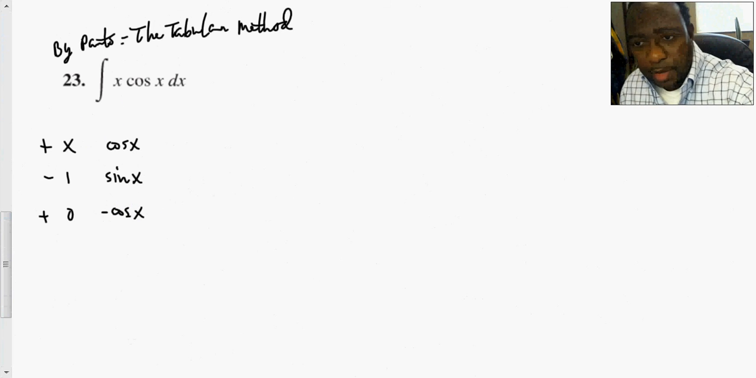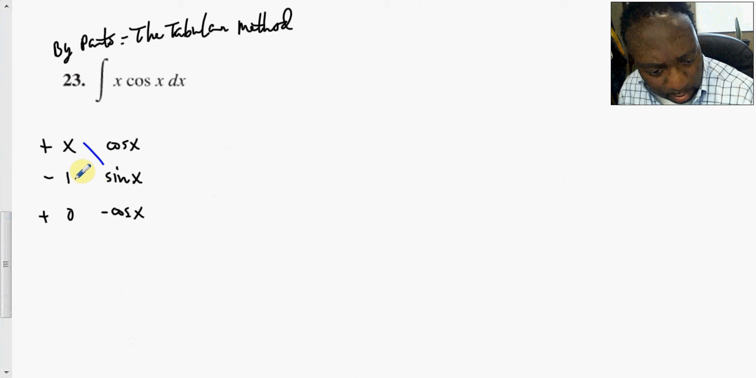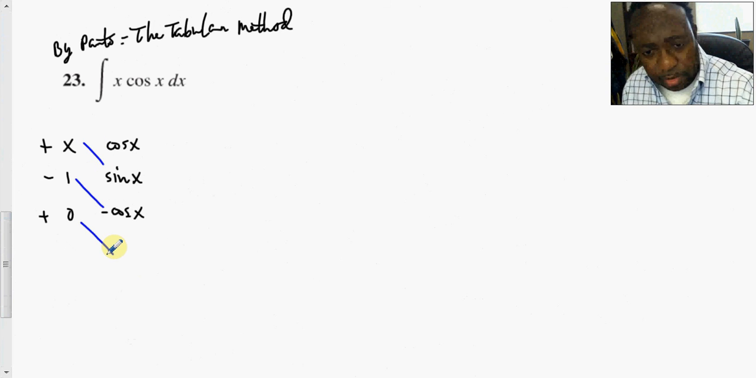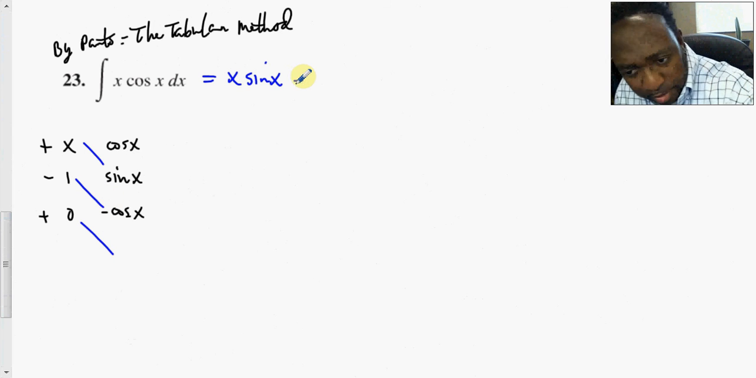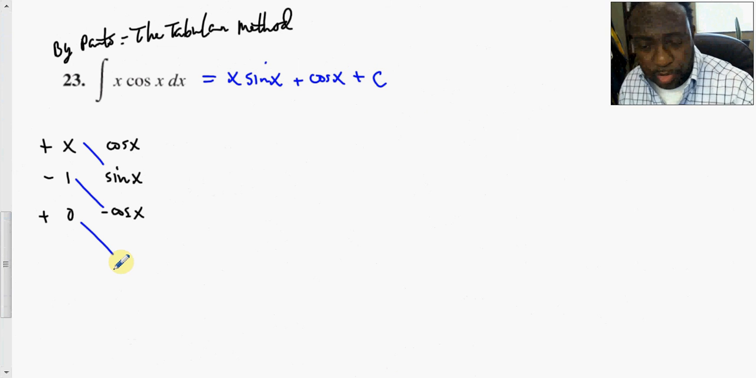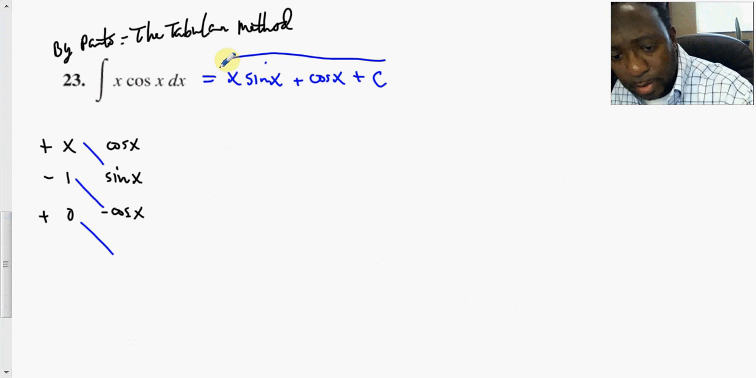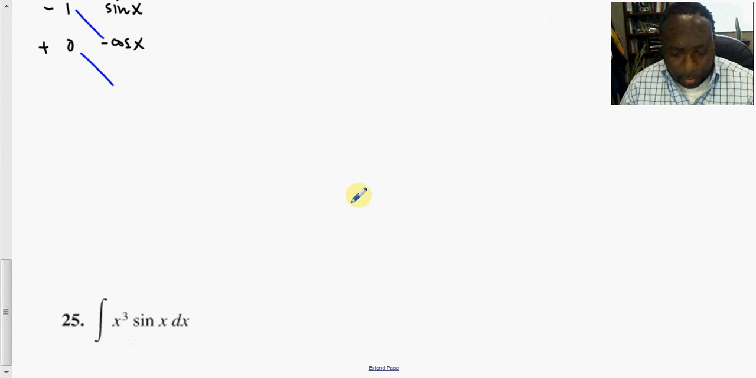Let's see if that matches up. That goes there. This goes there, and then the 0 times, yes. So let's see, we have x times sine x. Well, minus times the minus is plus cosine x, and then plus 0. And then the constant, right? Don't have to worry about adding that, but then by all means we need the constant. Okay, one more.